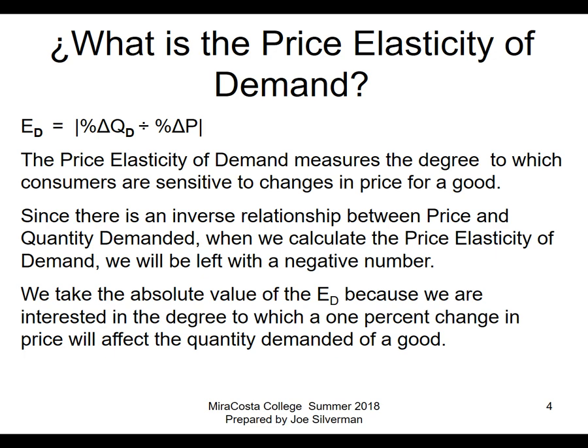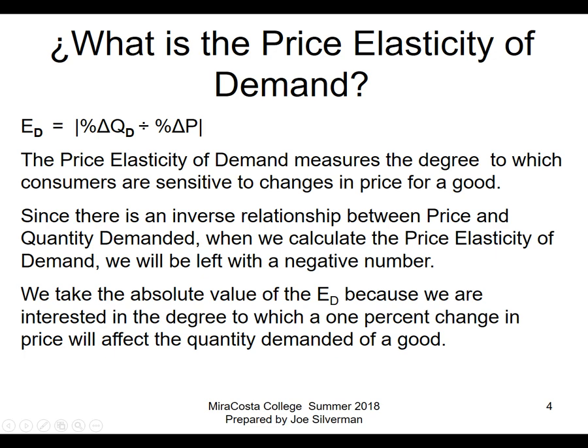All right. So what is the generic formula for calculating the price elasticity of demand? It's the percentage change in quantity demanded divided by the percentage change of the price. What it does is it provides us with a number that tells us how sensitive consumers are to changes in price. Now we know that when the price goes up, quantity demanded goes down. So this number, percentage change in quantity demanded divided by percentage change in price, whatever that happens to be, is going to be a negative number.